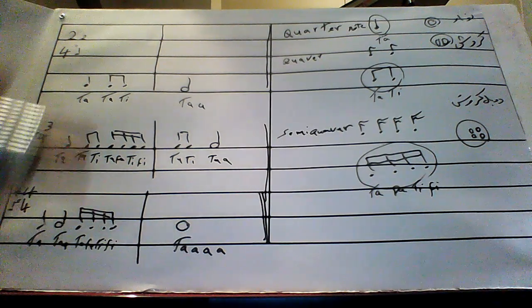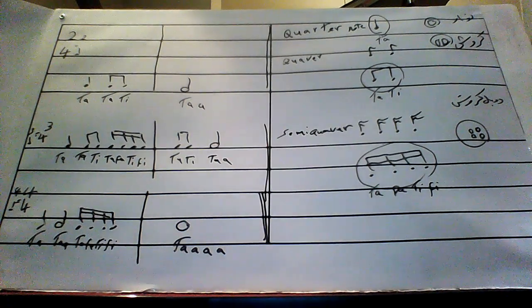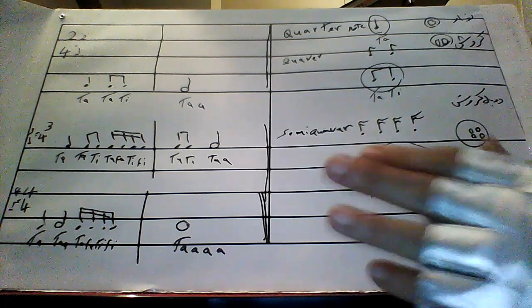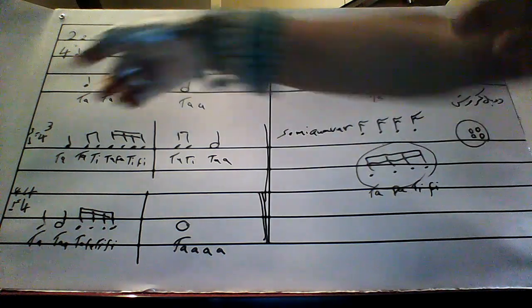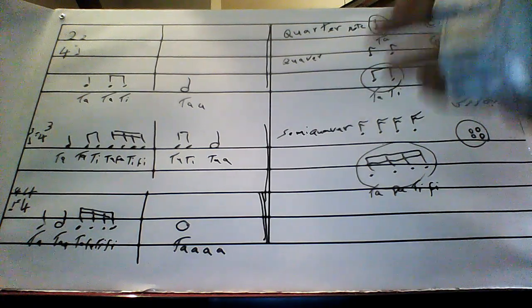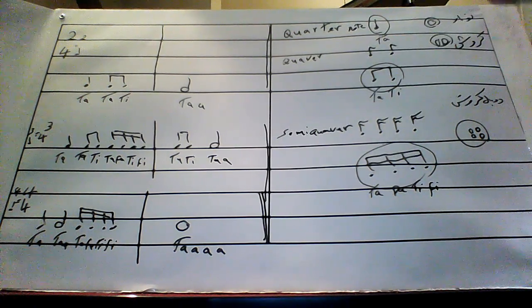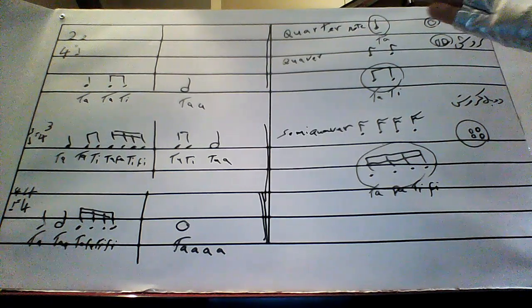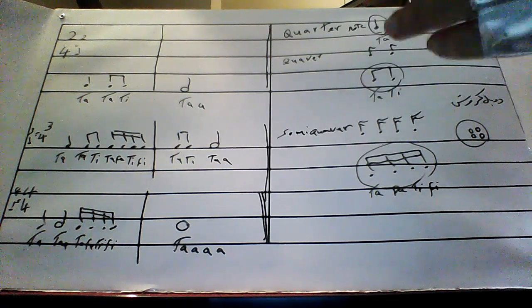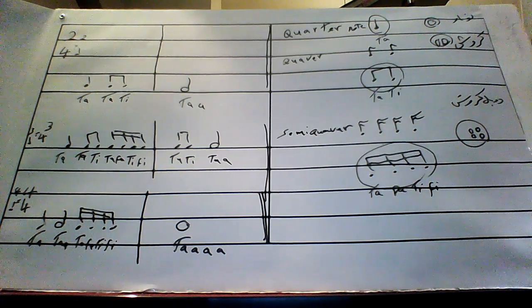Wonderful. Great job. We're going to go again because I believe my hands were not in the right place. Okay? Let's do it one more time. From 2-4. Okay? Let's do it. 2-4. Ta. Ta ti ta a. 3-4. Ta. Ta ti ta fa ti fi ta ti ta a. 4-4. Ta. Ta a. Ta fa ti fi ta a a a. Bravo. Very good.